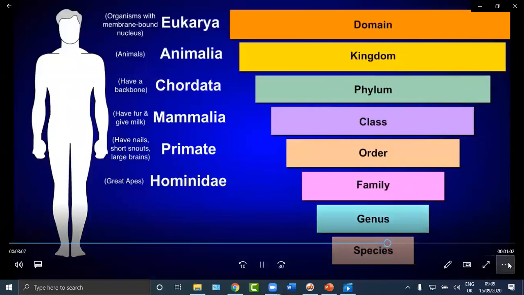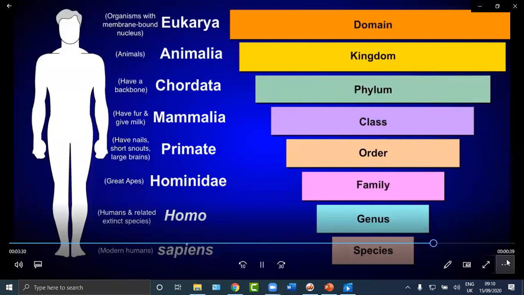Within each family, organisms are grouped into a genus category. Humans are within the genus Homo. They are the only living organisms within this genus, but other genera may have several different organisms within it. Finally, each genus is divided into species. Humans belong to the species sapiens.